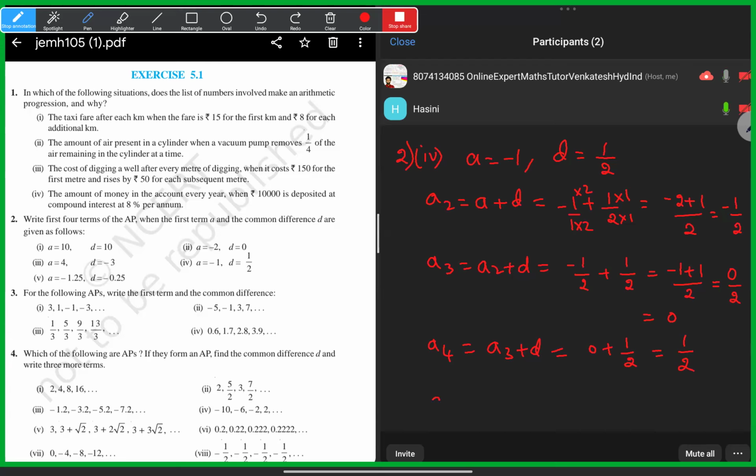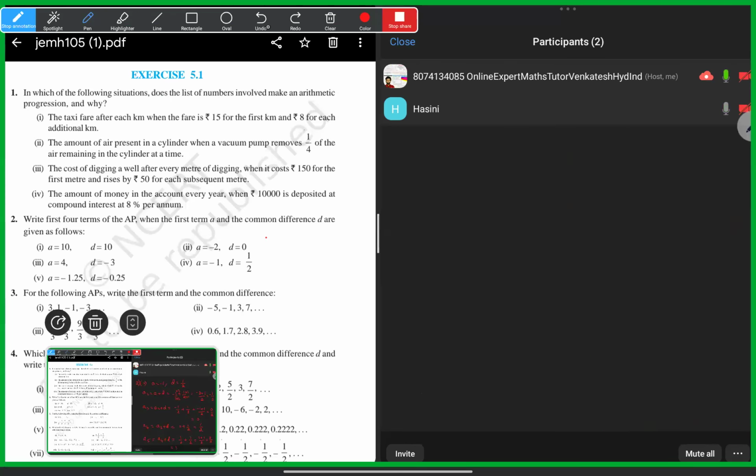Now finally A5 is nothing but A4 plus common difference, which is 1 by 2 plus 1 by 2. The denominators are already the same, so we'll add the numerators: 1 plus 1 is 2, 2 by 2 is 1. So all the next 4 terms we found out: -1 by 2, 0, 1 by 2, 1. No doubt till here? No, sir. Okay, actually delete it.